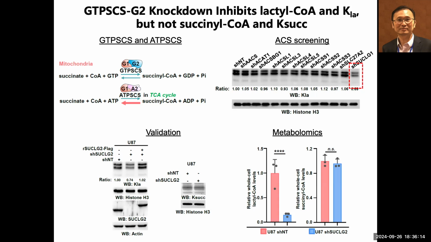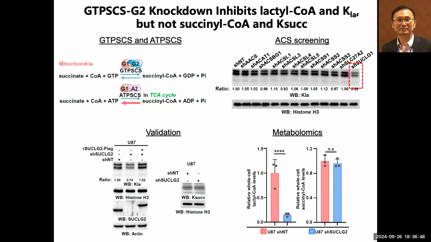So what is this protein? The G1 protein, SCS-G1 protein, is a common subunit for ATP-SCS, or succinate CoA synthetase, and GTP succinate CoA synthetase. These proteins were originally classified as mitochondrial proteins. They're mitochondrial proteins. How can they catalyze synthesis of nuclear lacto-CoA for histone lactation?